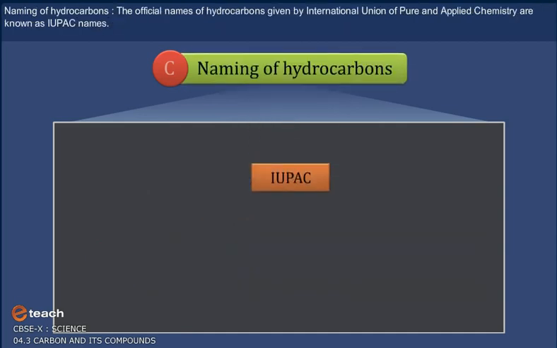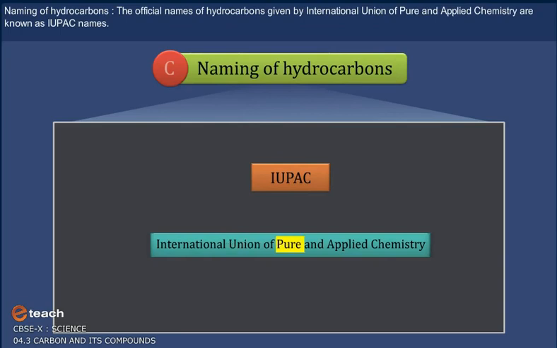Naming of hydrocarbons. The official names of hydrocarbons given by the International Union of Pure and Applied Chemistry are known as IUPAC names.